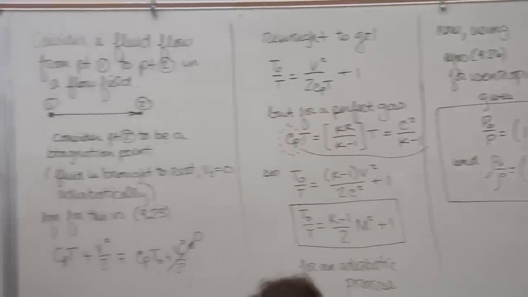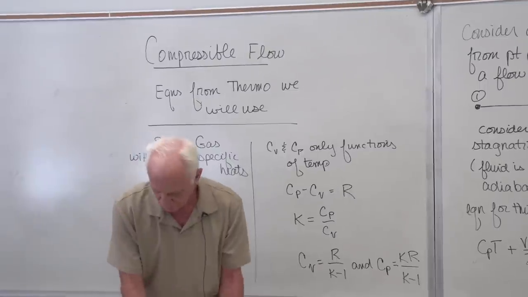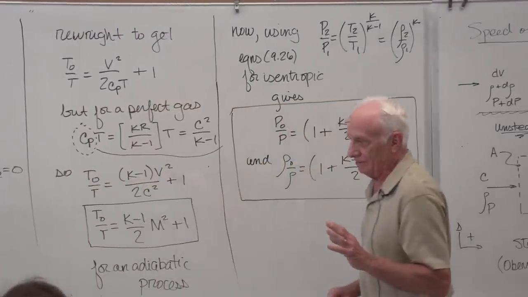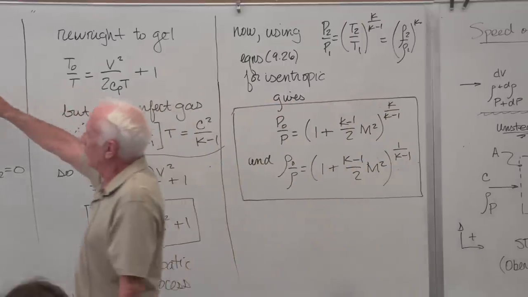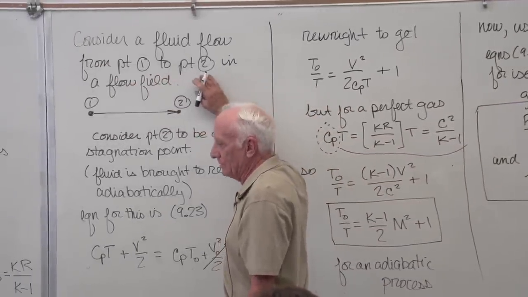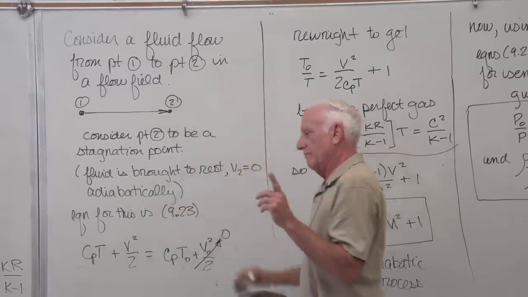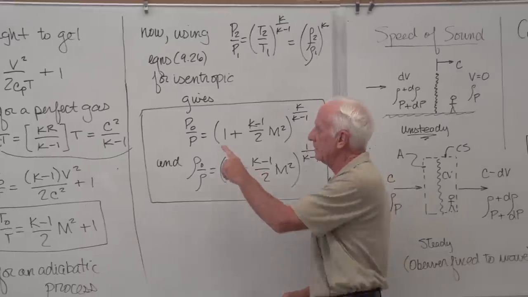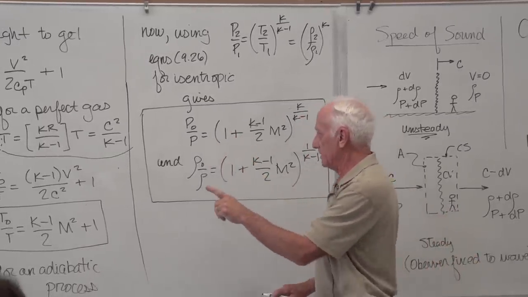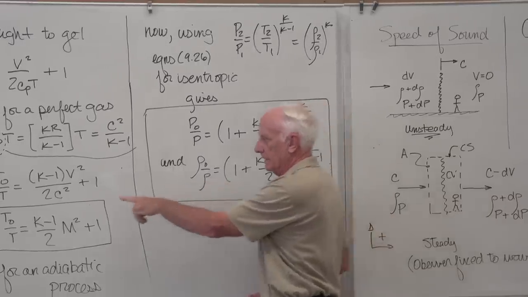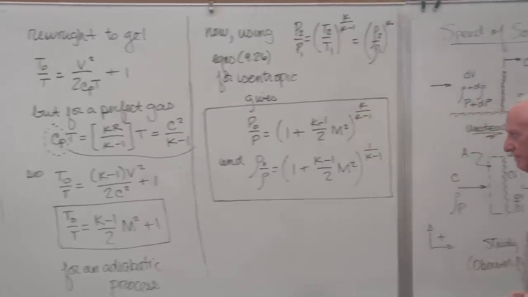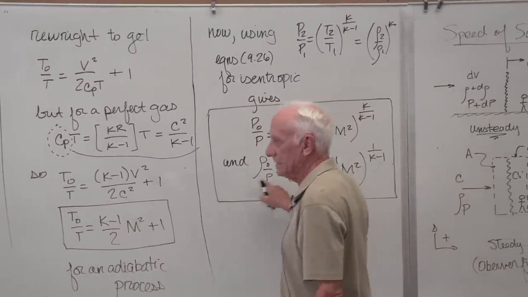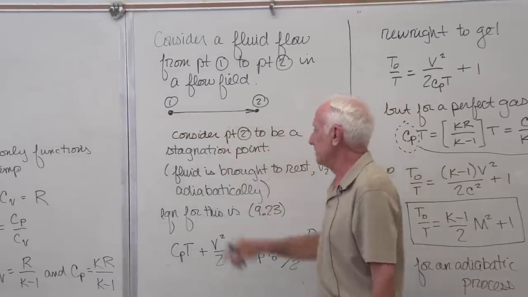Those are the three equations that we will be using later on, too. And what are they supposed to give you? Okay, here's what they give you. In a flow field from any point 1 to a point 2, where point 2 is a stagnation point, if you want to find the stagnation temperature, use this equation. If you want to find the stagnation pressure, use this equation. If you want to find the stagnation density, use this equation. K depends on the gas. Air, 1.4. M is the Mach number. T is the temperature. P is the pressure. Rho is the density at some other point in the flow field. Point one in my picture.